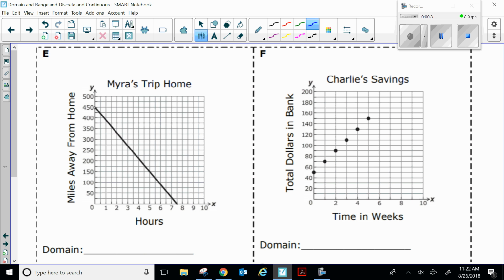Myra is starting at 450 miles away from home, and then she is traveling closer to home, and in 7.5 hours she is at 0 miles away from home, indicating that she has arrived at home. This is considered a continuous relationship.